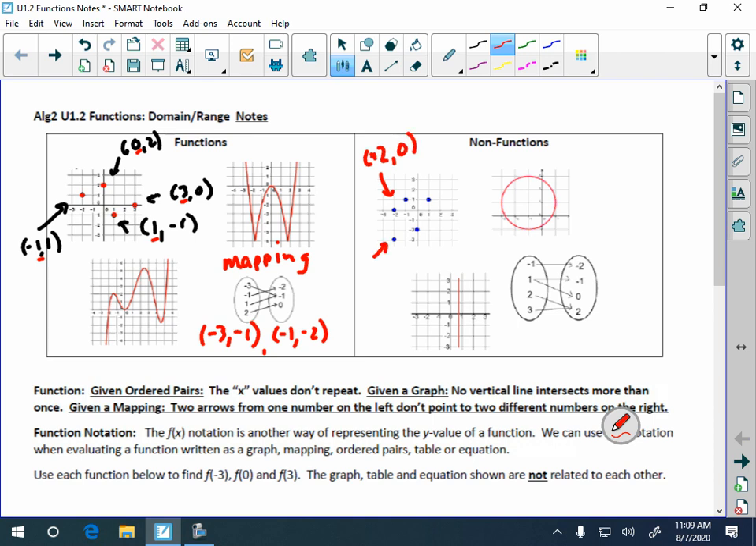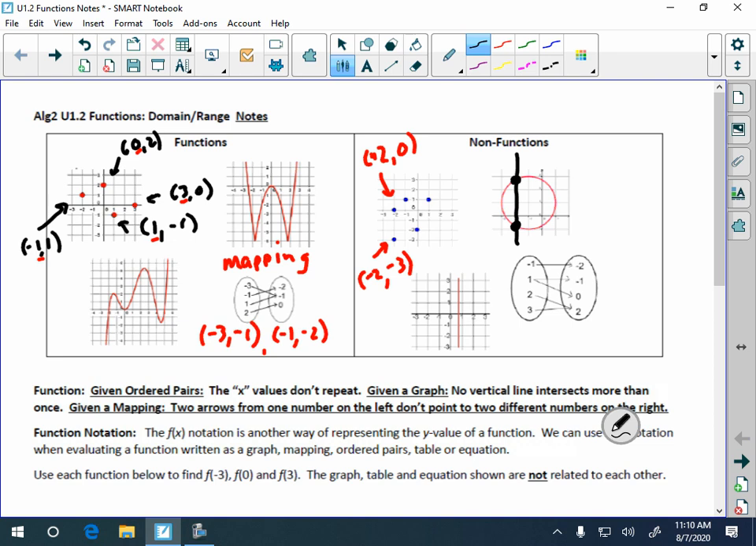And then this one right here is at -2, -3. You can see the two x's repeated at -2. If we look at this circle, it doesn't pass the vertical line test either, because I can see there's an ordered pair here and another one right here, directly on top of each other.